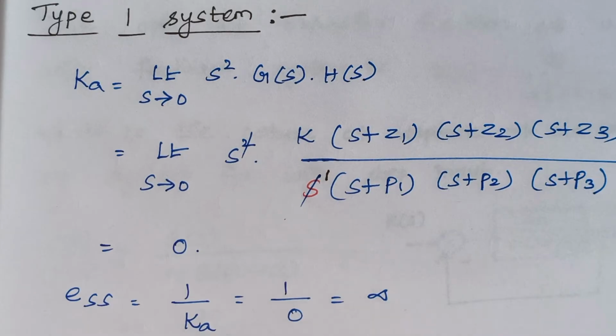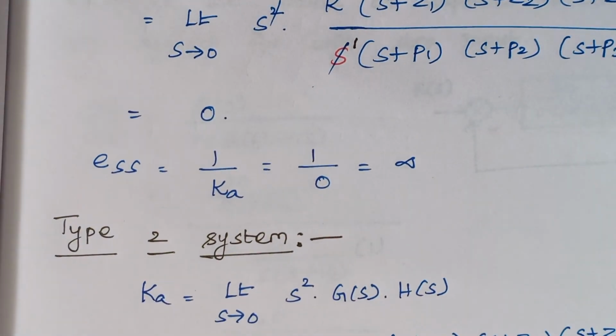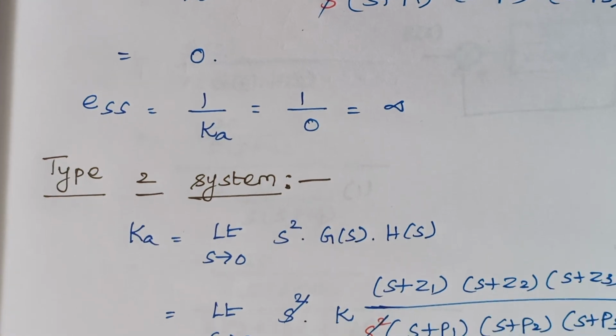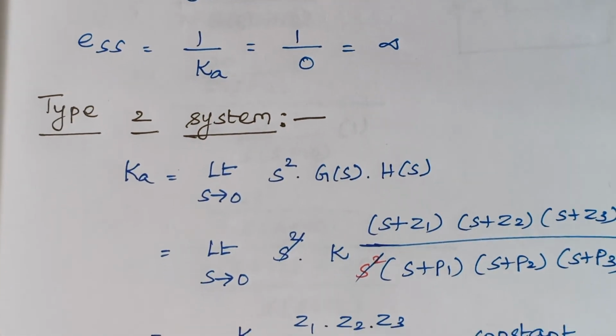Now we are going for the type 2 system. For a type 2 system, what is the difference here? The denominator term will have s with the power 2. This is known as a type 2 system. If there is s with the power 1, it is known as type 1. And if it is s with the power 3, it is known as type 3.